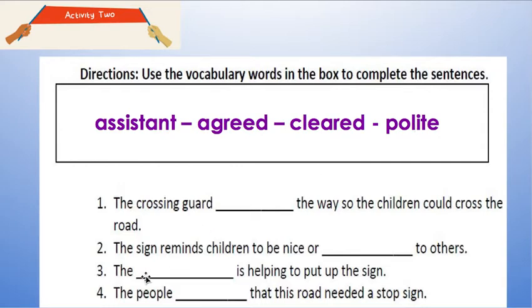Excellent. Number 3, the dash is helping to put up the sign. Who is helping me to put up the sign? The person who helps is called assistant. Wonderful. And the last one is the people dash that this road needed a stop sign. The people agreed. Agreed means to have said yes and have the same idea about one thing. So they all agreed to put a stop sign. So that means agreed. Okay, well done.